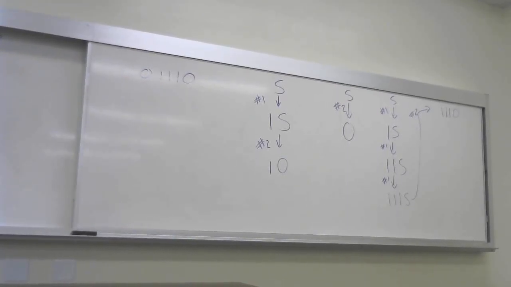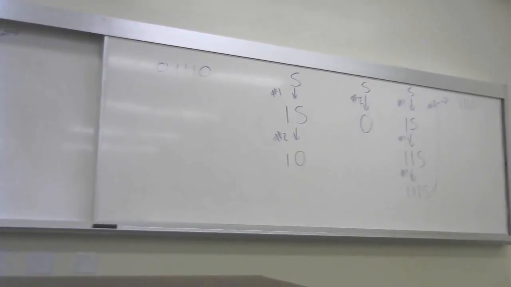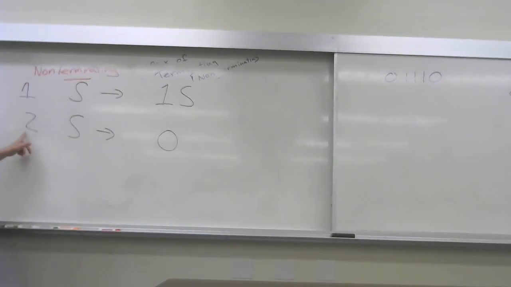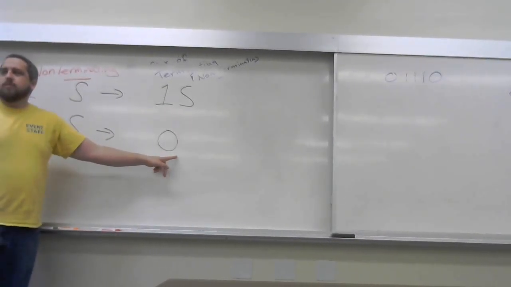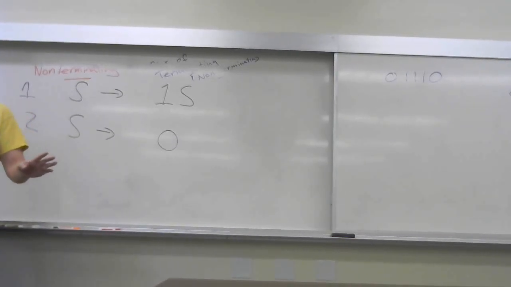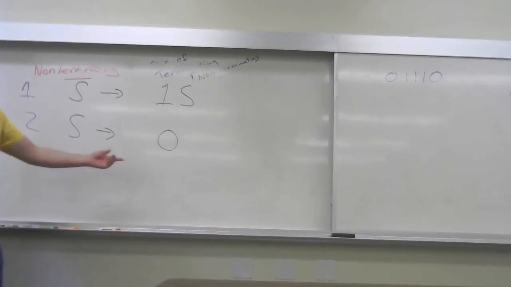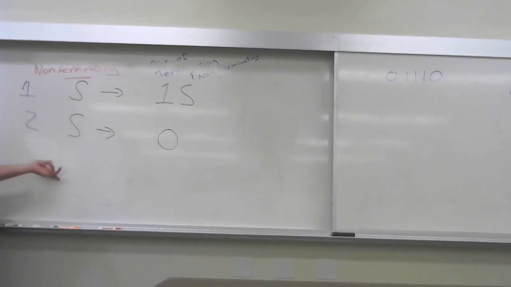So for example, if I see the symbol S, I can either use rule 1 or rule 2. I can either apply rule 1 and the S becomes a 1 with an S next to it, or I can apply rule 2 and the S becomes a 0. Those are the only 2 things I can do. And terminating means that stuff can't turn into another thing. A terminating symbol just doesn't show up on the left-hand side.